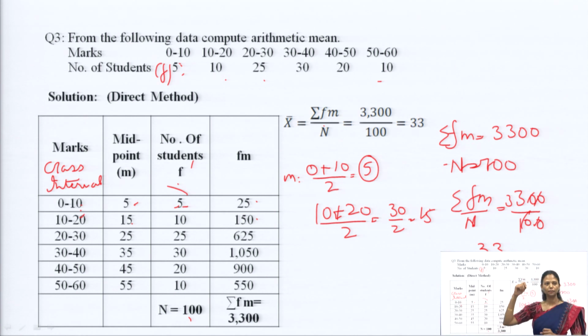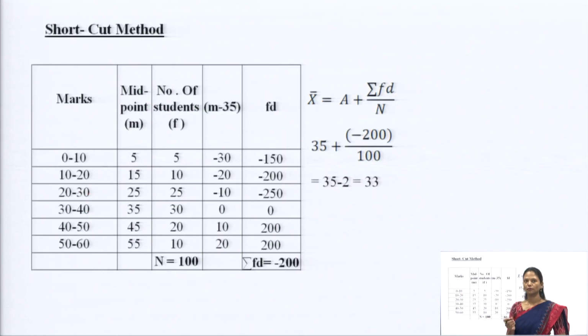Compute the arithmetic mean. The arithmetic mean for this class becomes 33. That means, on average, 33 marks have been obtained by the students in the class. Now, this question we did with the direct method. The same question, if we do with the shortcut method, there is an assumed mean. We will get the same answer as well. That is why I am telling you, any method you practice for a single question, either the direct method or the shortcut method, you will land on the same answer.